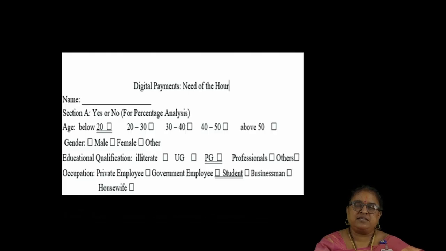Then this is the example for the socioeconomic variables. I take digital payments, it's a need of the hour. So I specify name, age, gender, educational qualification, and occupation. In occupation, we can classify as private employee, government employee, student, businessman, housewives. Then if you feel any other classification, you can include it.